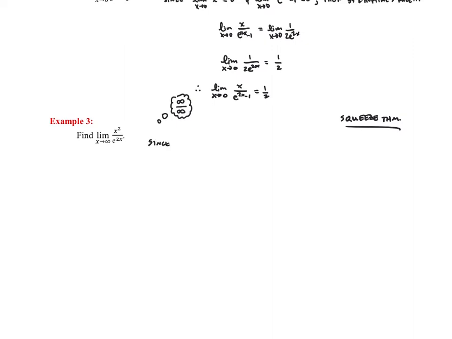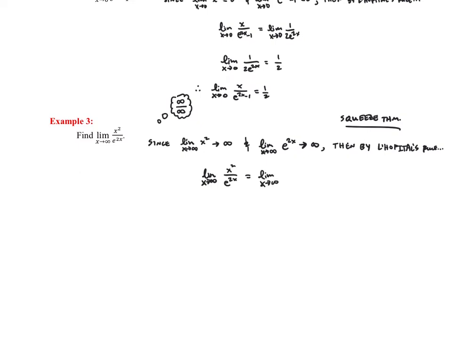Therefore, since the limit as x approaches infinity of x squared tends to, don't write equal, tends to infinity, and the limit as x approaches infinity of e to the 2x also heads toward infinity, then by L'Hopital's rule, then we know that the limit as x approaches infinity of x squared over e to the 2x will be equal to the limit as x approaches infinity of their derivatives, which is 2x over 2e to the 2x. Now we reevaluate.